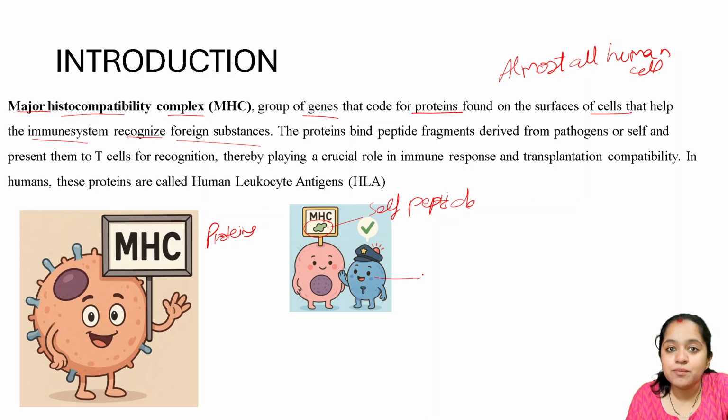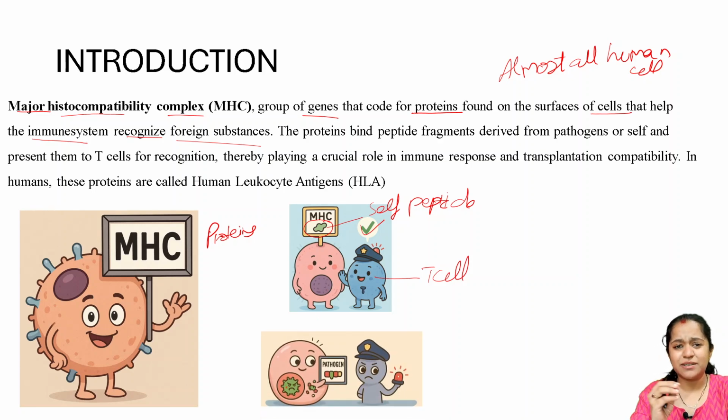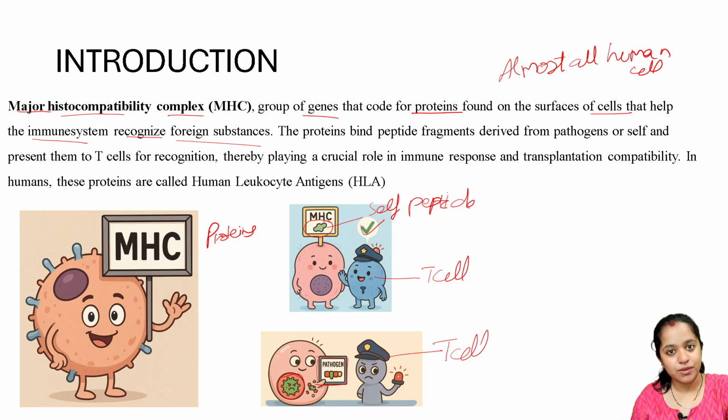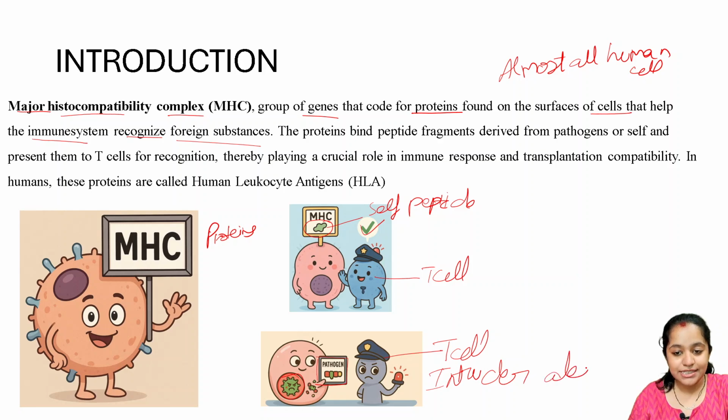Now, when your immune police, that is the T cell, comes for patrolling and sees this board, it will pass it as a healthy cell. Everything is fine. Now, let's see what happens when the same cell is infected by a pathogen, be it a virus, be it cancer, anything. It will take a peptide fragment of this pathogen and display it on its board. And when your immune police, your T cell, comes for patrolling, it will look at this board and issue an intruder alert. Clear? This is what happens.